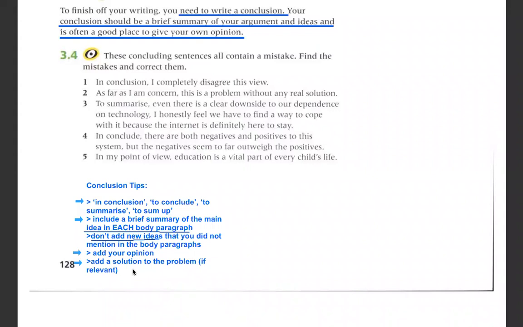So this solution might be a new idea. Okay, if it's a solution, then it's fine. But don't start talking about new main ideas in the conclusion. You should just be summarizing points that you've already made. Okay, so if you want, you can take a screenshot of this. These are important tips for your conclusion and the things that you should be adding.